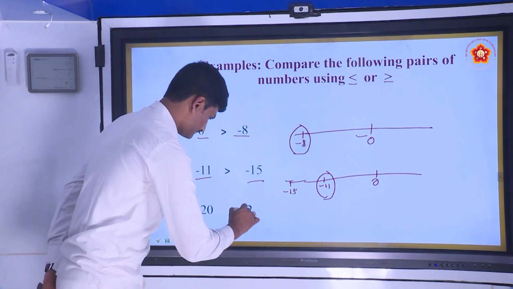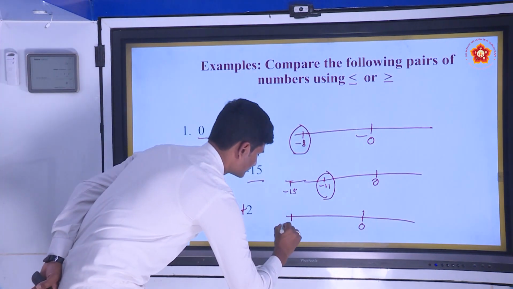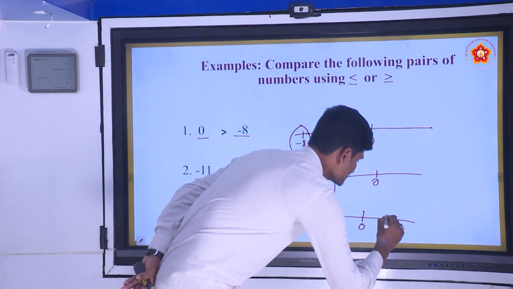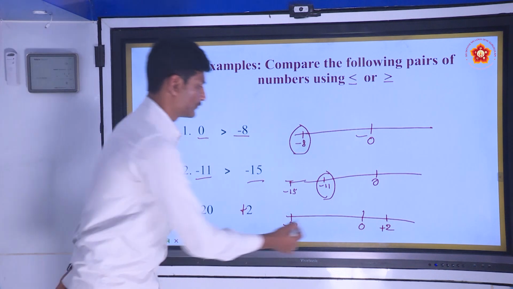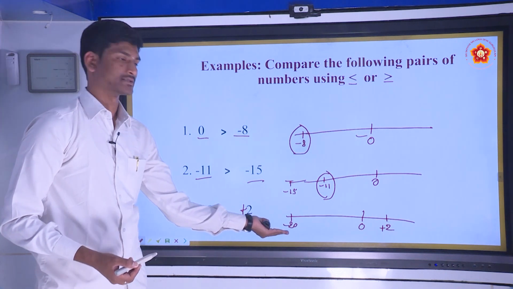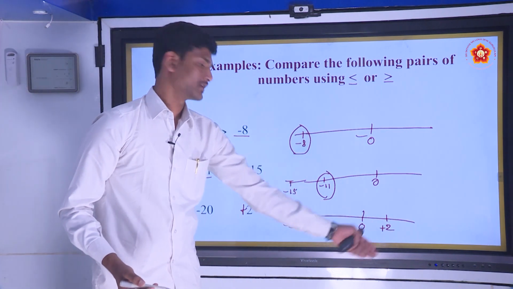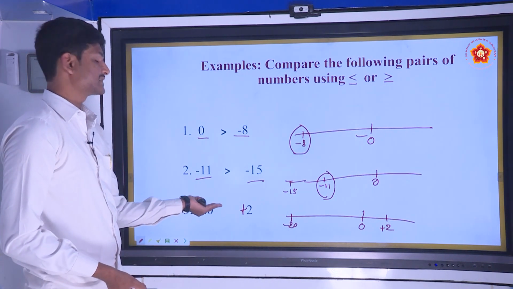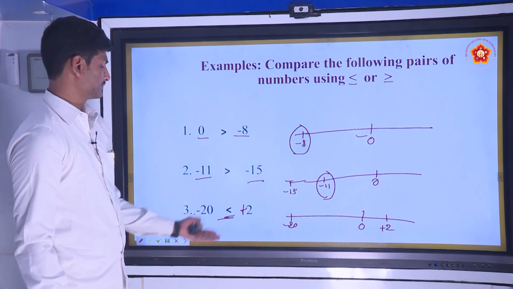I take another example. -20 and plus 2. 0. -20 is a negative integer. Plus 2 is a positive integer. Which one is greater? We move left side from the 0, the values decrease. Right side from the 0, the value increases. Plus 2 is the greater number, -20 is the smaller number. The -20 is less than plus 2, right?